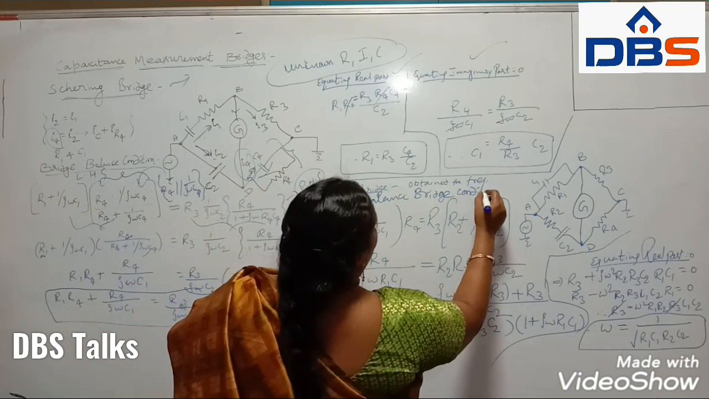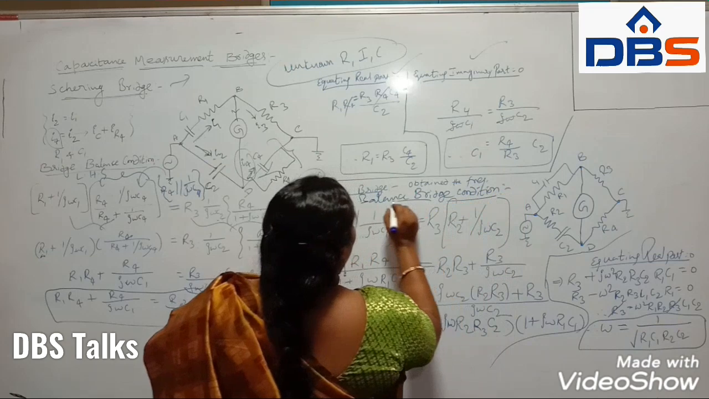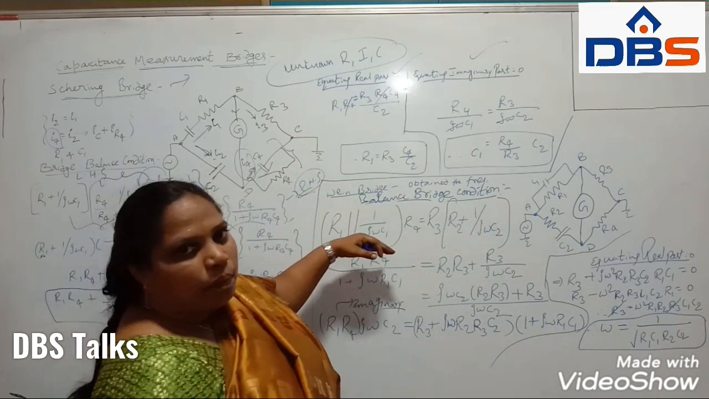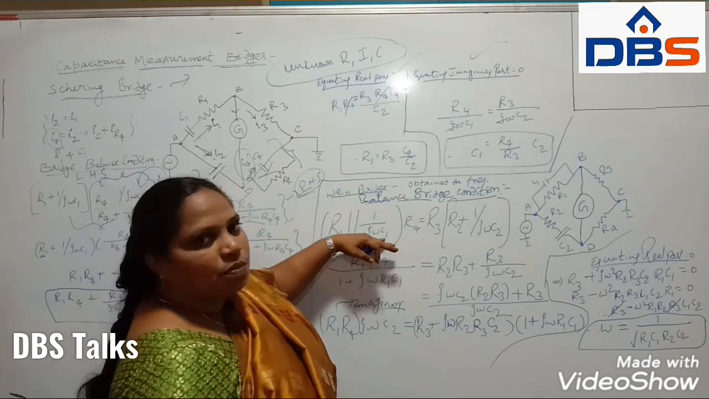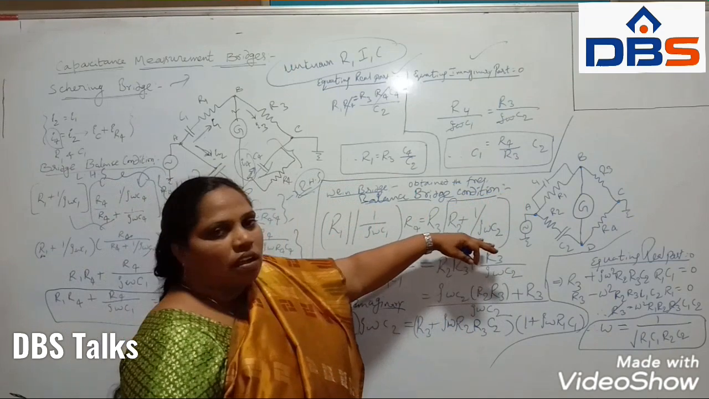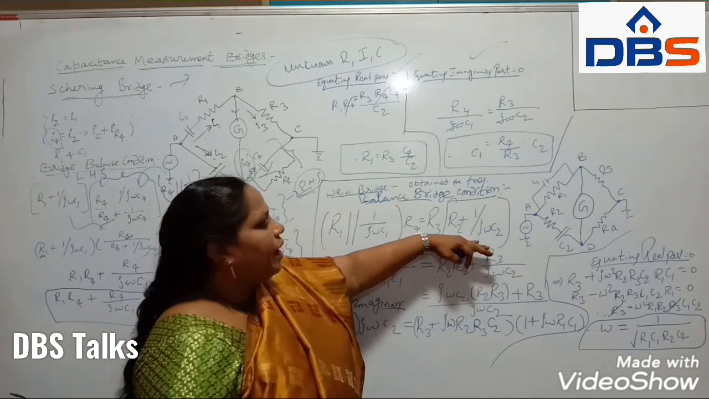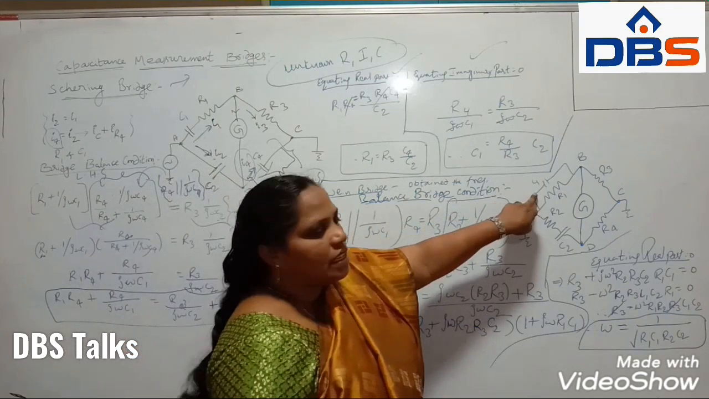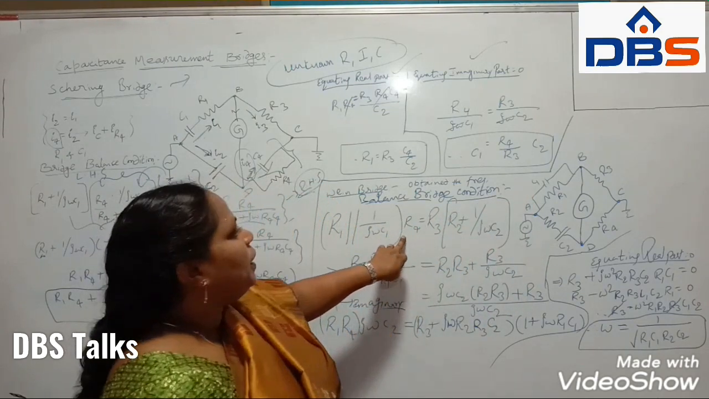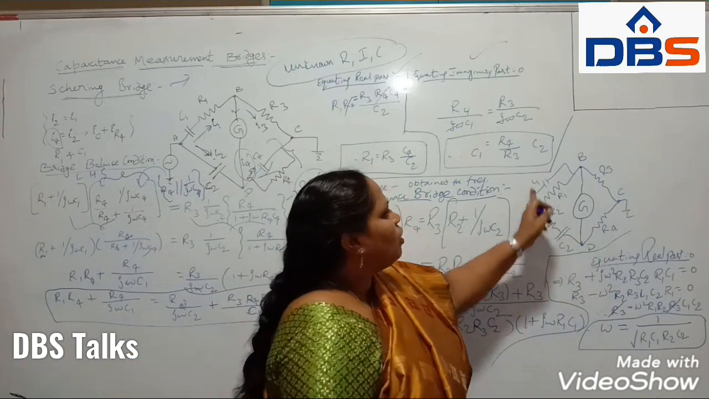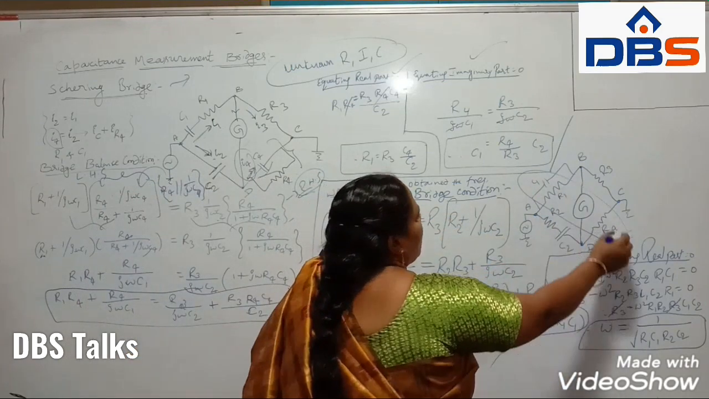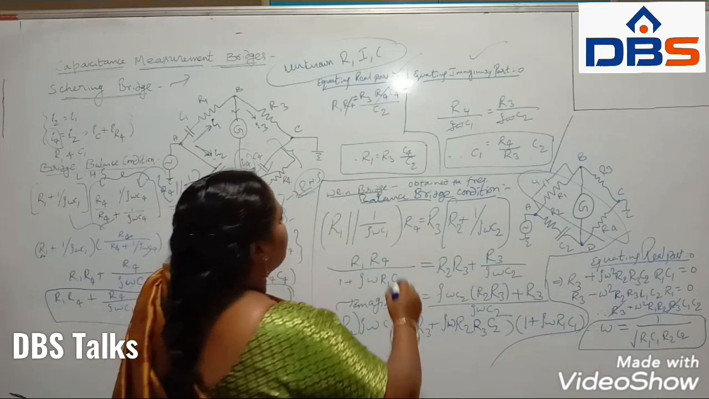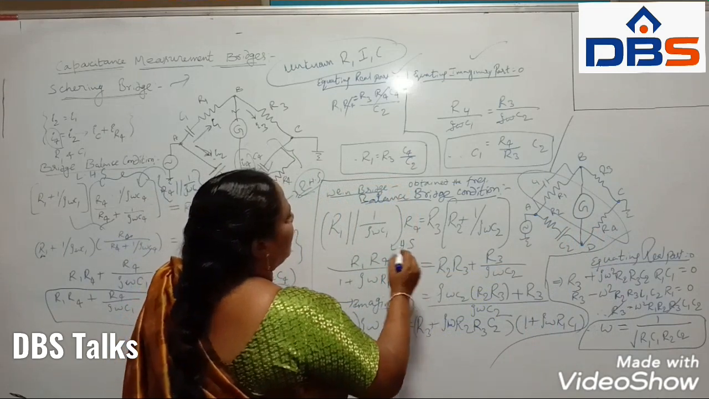What is the balance bridge condition? The product of the opposite resistors will be equal to the product of the other opposite resistors. So this is R1 parallel with 1 by j omega C1, the parallel combination, into R4. This is one combination, that is the LHS side.